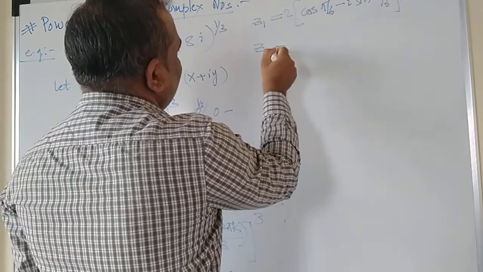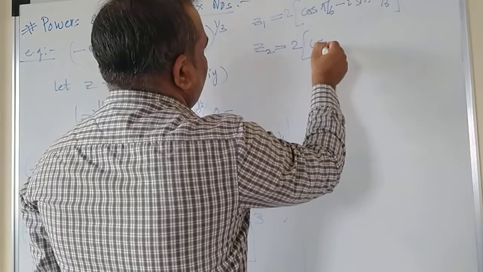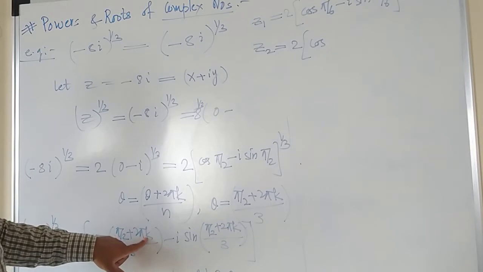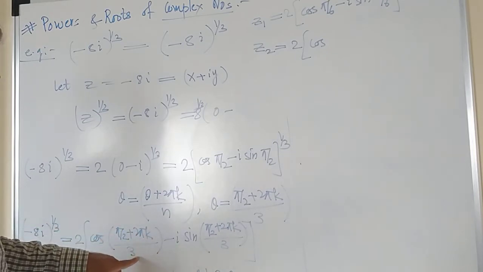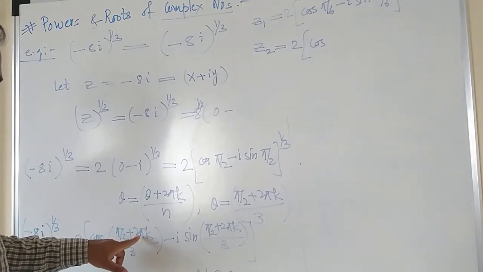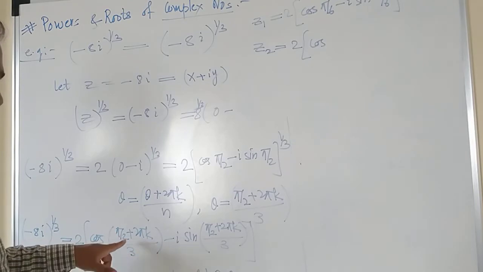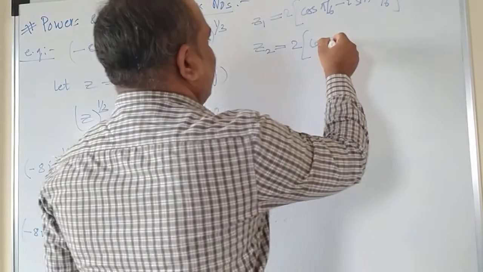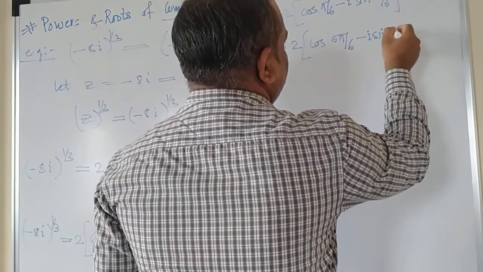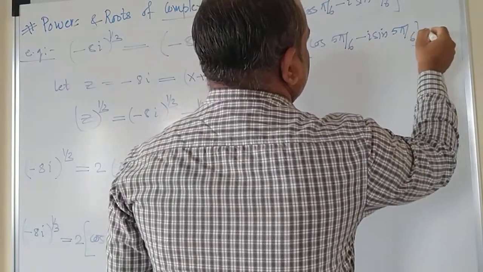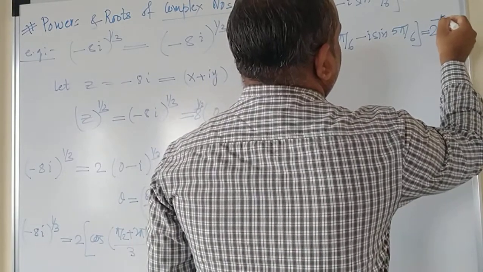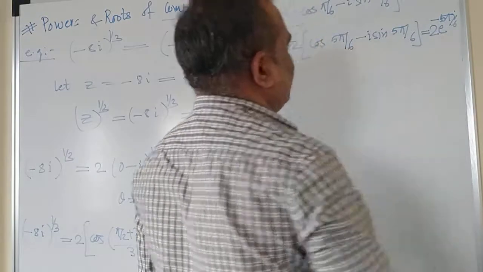Now the second root Z2 will be 2 into cos of, now put the value of k equals 1. If you put k equals 1, here you will get 2 pi. So pi by 2 plus 2 pi by 3. To equate the denominator, this will become 4 pi. So 4 pi plus pi, that is 5 pi by 2 by 3, that is 5 pi by 6. This will become cos of 5 pi by 6 minus i times sine of 5 pi by 6. And in exponential form, this will equal 2 into e raised to minus 5 pi i by 6. Got it?